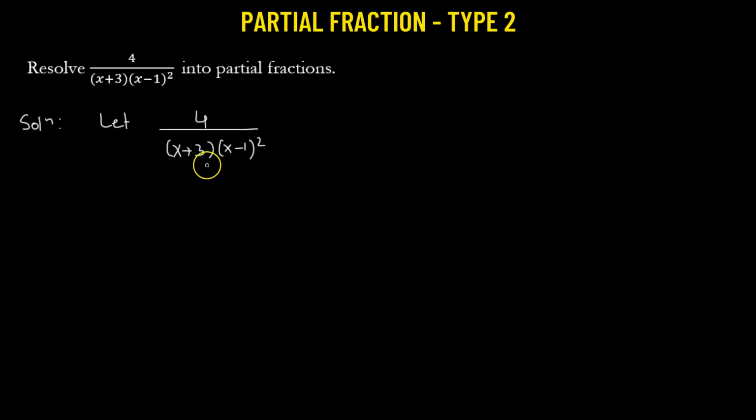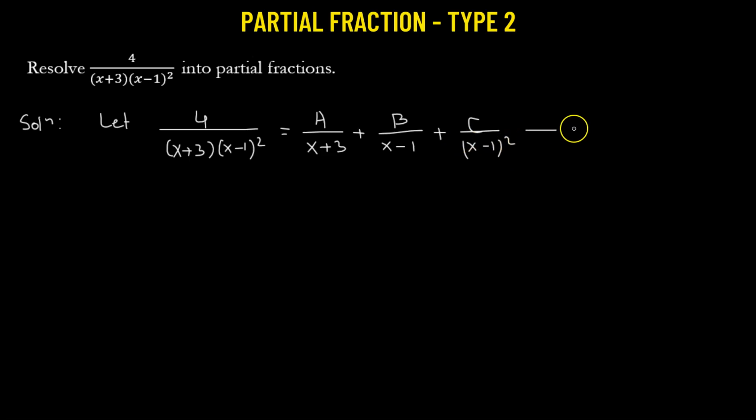Now here we have 3 factors in the denominator. One of the factors is x plus 3 and the other is x minus 1, which is repeating twice. So that's why we have 3 factors in the denominator, and this would mean that this will get resolved into 3 partial fractions. The first partial fraction will be a over x plus 3. The second partial fraction is going to be b over x minus 1. And the third partial fraction will be c over x minus 1 whole square.